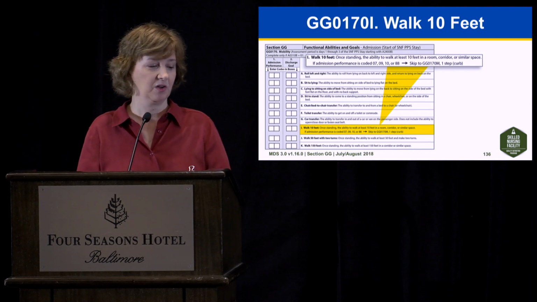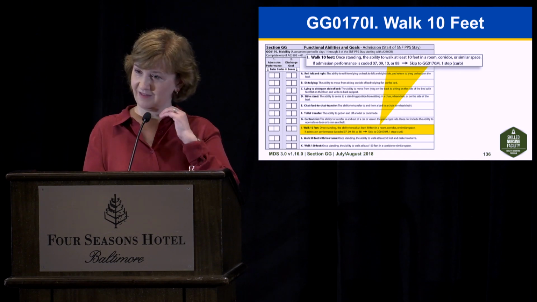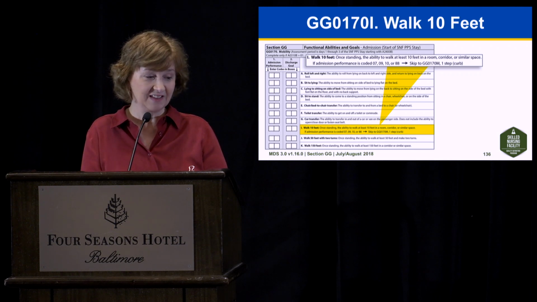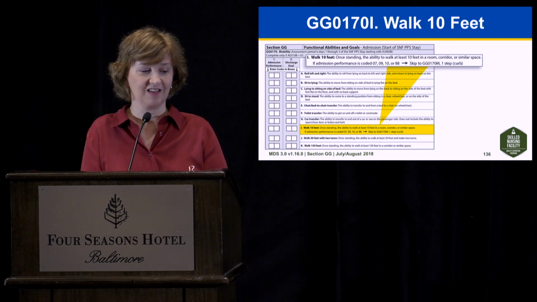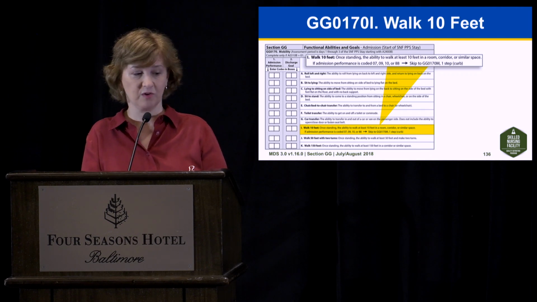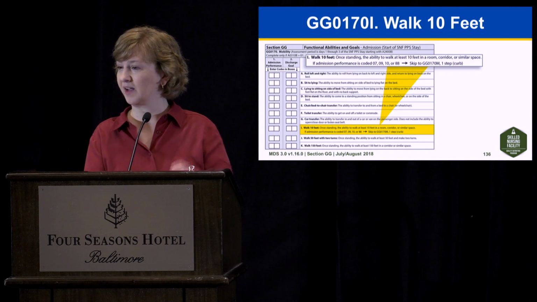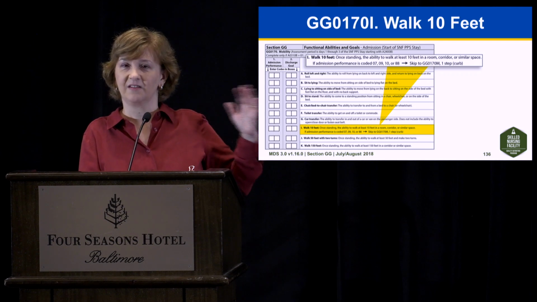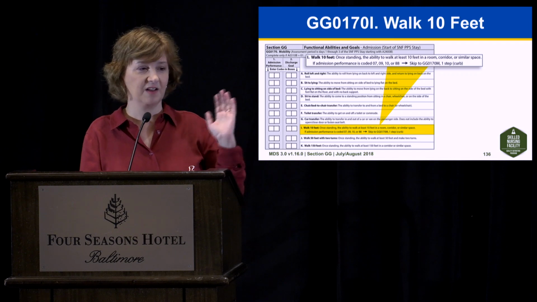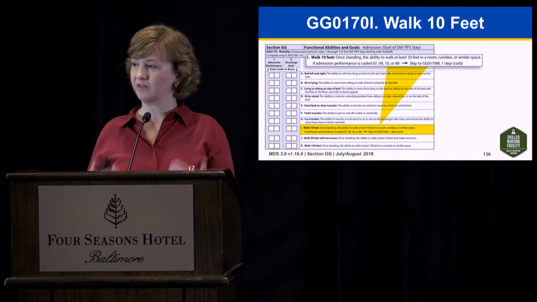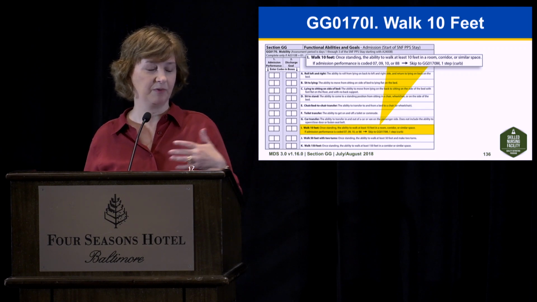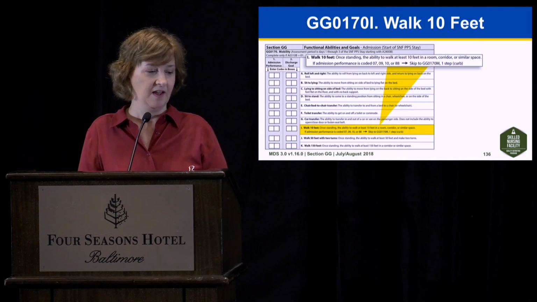This particular item is as it previously was: walking 10 feet refers to, once standing, the ability to walk at least 10 feet in a room, corridor, or similar space. Transfers are handled separately. There's obviously the sit to stand item that we already covered. In this instance, it's truly once the person is in an upright position, is that person able to walk 10 feet?